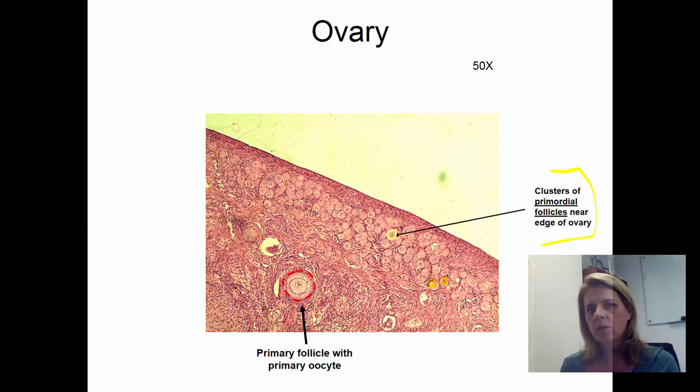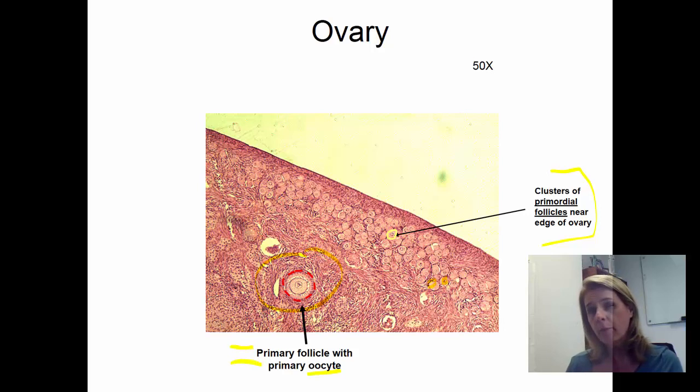So the next thing you want to see is as they're maturing, they start to form that follicle around them. So remember, we have primary follicles and secondary follicles, and then you have a mature follicle that's going to be what ovulates your egg. And what you're starting to look for is these oocytes that are inside of these follicles. And this particular one right here that's surrounded by little red dashes, that's a primary follicle with a primary oocyte inside of it.